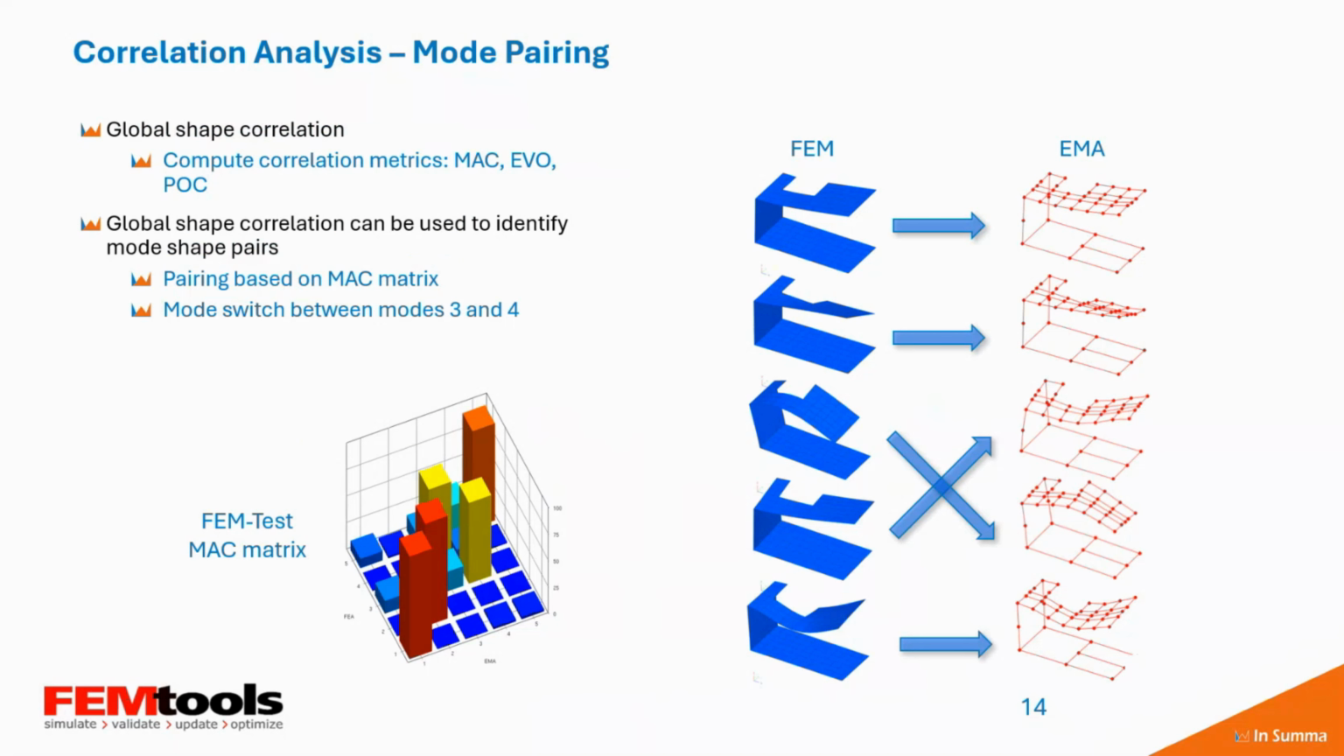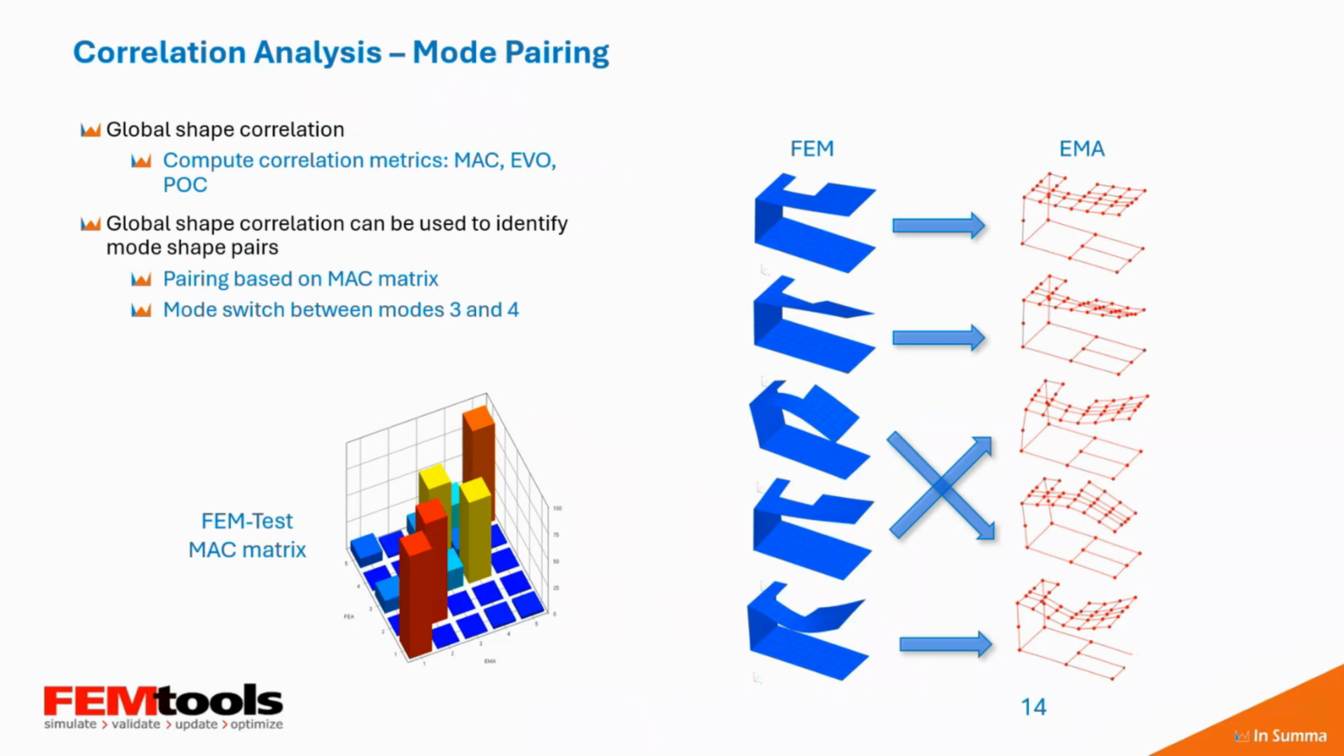So once we have the degree of freedom pair table, we can start computing the mode shape pairs using correlation metrics such as the MAC, which stands for the modal assurance criterion. We can also use other methods such as eigenvector orthogonality or cross orthogonality, as others might recognize.